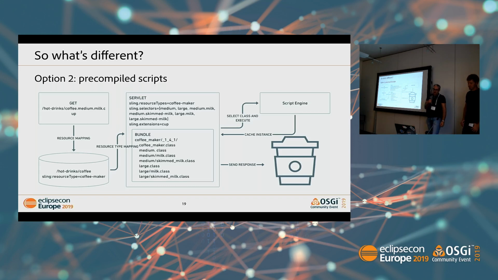If we decide to precompile scripts, the bundle looks more or less the same, except that it's going to provide classes. The servlet is again going to know which class matches best to a certain request. It's going to select exactly that class, execute it, cache an instance of that class, and then at subsequent invocations just execute it, and then it sends the response.